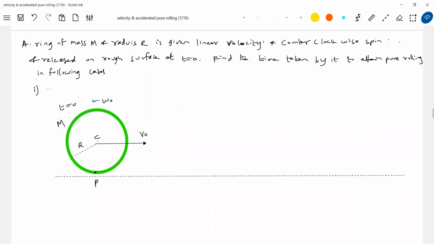Now let's come directly to the velocity of point P. Velocity of point P we'll calculate here. It equals V naught plus R omega naught. Both are acting towards the right, so the friction should act towards the left. This friction will set up a torque about the center of mass, and it will retard the motion of the center of mass. The linear velocity decreases because friction acts opposite to the linear velocity. This friction will also set up a torque, so angular velocity also decreases. Both will decrease here, and finally it will attain pure rolling, is what I'm trying to guess.